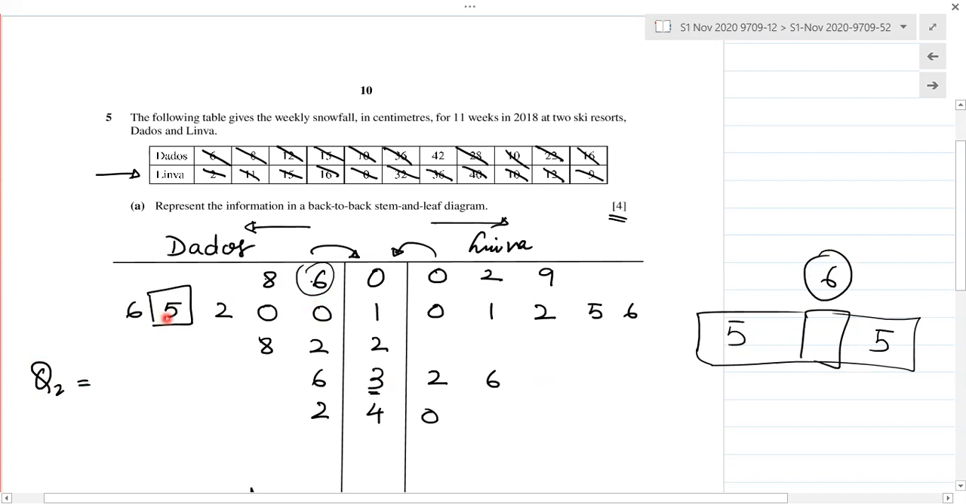And this is, remember, this is 5. So that's not the median. The median will be 15 because this is 1 and 5. So 15 is the median.